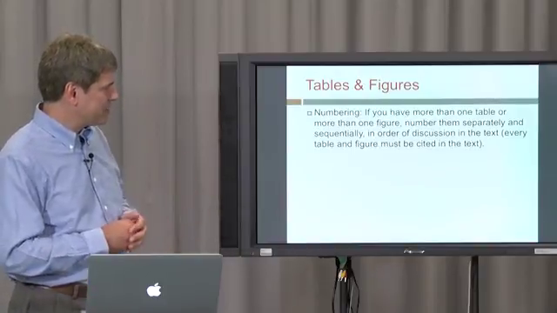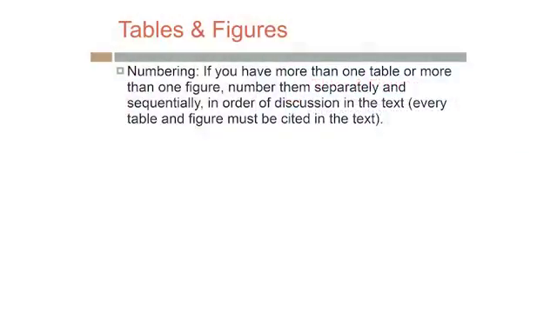Now, a few details about formatting. If you only have one table, you do not have to give it a number. You can just say the table. If you only have one figure, similarly, you do not have to number it. But if you have more than one, you need to number them. So you number them from 1, and tables and figures are numbered separately. So you might have table 1 and then figure 1. And then you might have figure 2 and figure 3 and table 2, and so on.